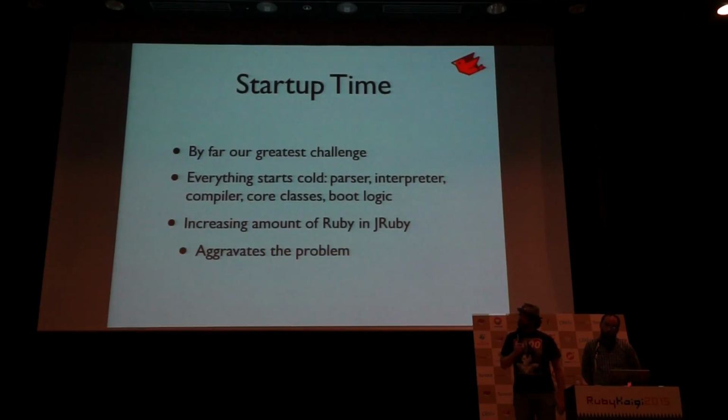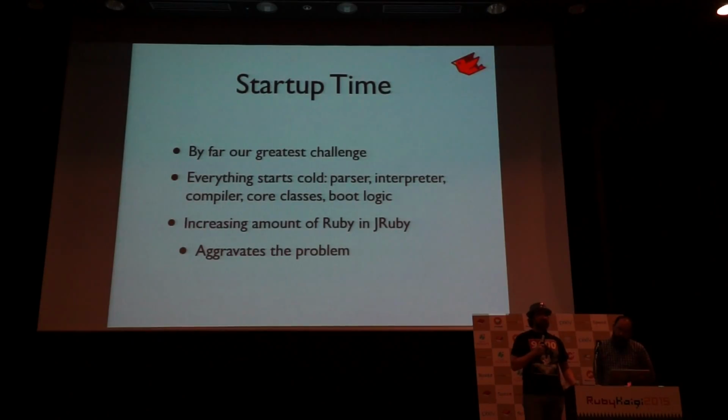So the other big one is startup time. By far the biggest challenge for us on JRuby, probably the main thing that keeps JRuby from seeing more adoption. And it's a very hard problem for us to solve. Everything in JRuby starts cold. The parser starts cold, the interpreter is cold, so all the things that you do in JRuby have to warm up. Whereas in CRuby, the parser, the interpreter, all of the core classes, they're already C. They're already fast native code.